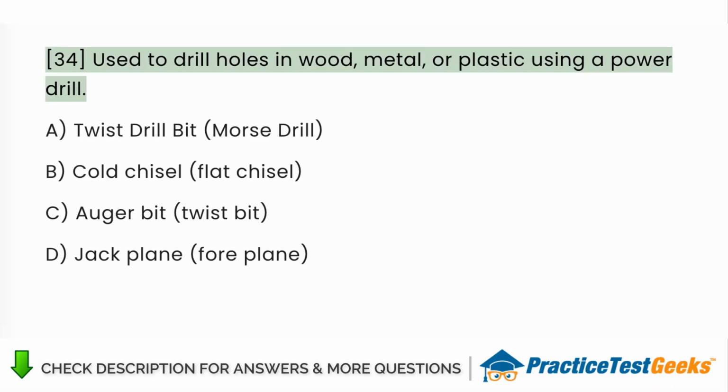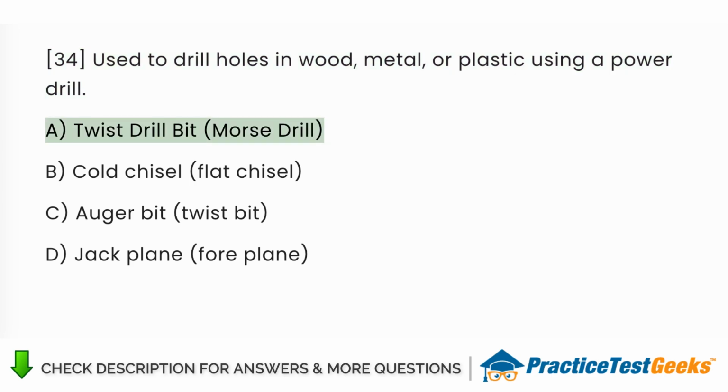Used to drill holes in wood, metal, or plastic using a power drill. A. Twist drill bit. B. Cold chisel. C. Auger bit. D. Jack plane.